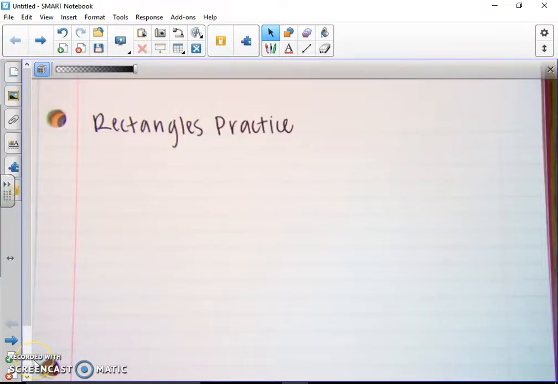All right, tonight we're going over rectangles practice. So you should hopefully already have in your notes the properties of rectangles. And the properties of rectangles, they have all the same properties of parallelograms because rectangles are in the parallelogram family. They are parallelograms. But rectangles have those two extra specific properties where they have 4 right angles and their diagonals are congruent. So we'll use all of that information to solve some problems about rectangles.